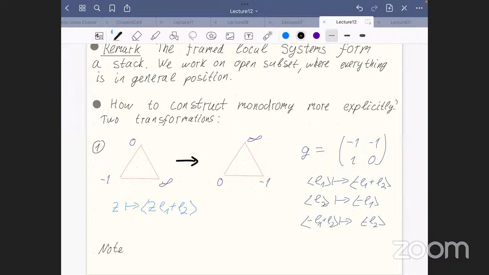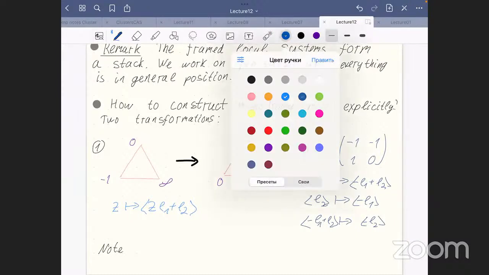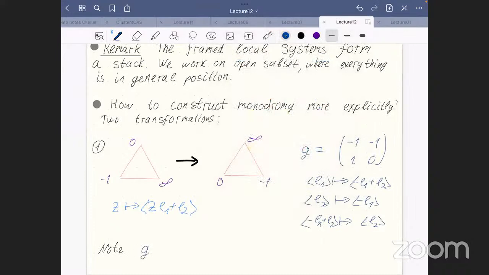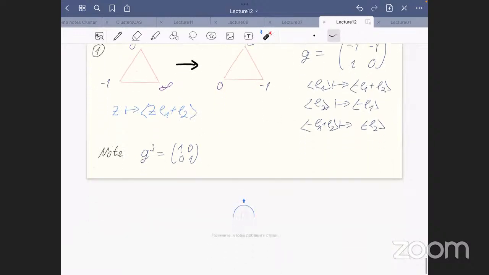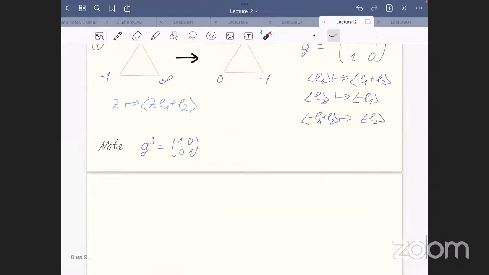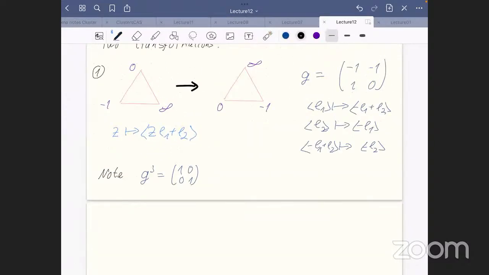Note that this matrix cubed is actually identity. So if we rotate 3 times, we get the identity. Of course, this is clear from our motivation to introduce this.